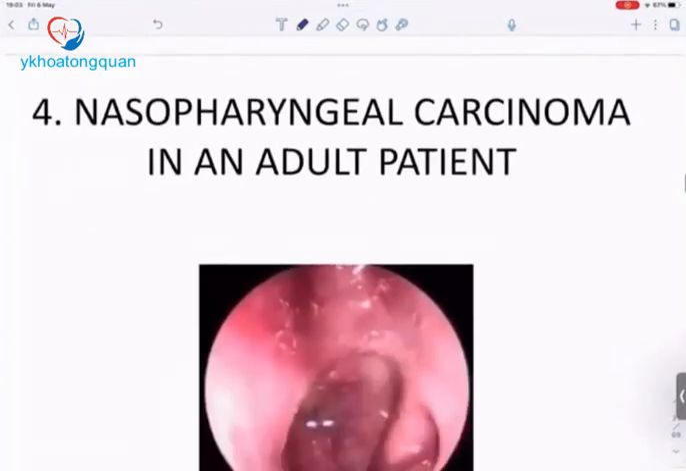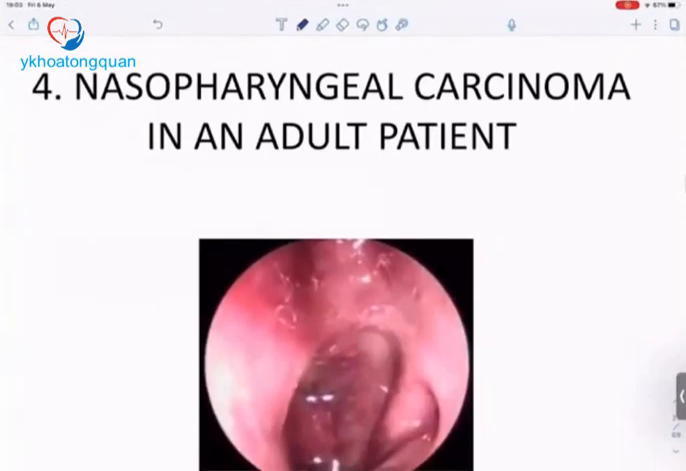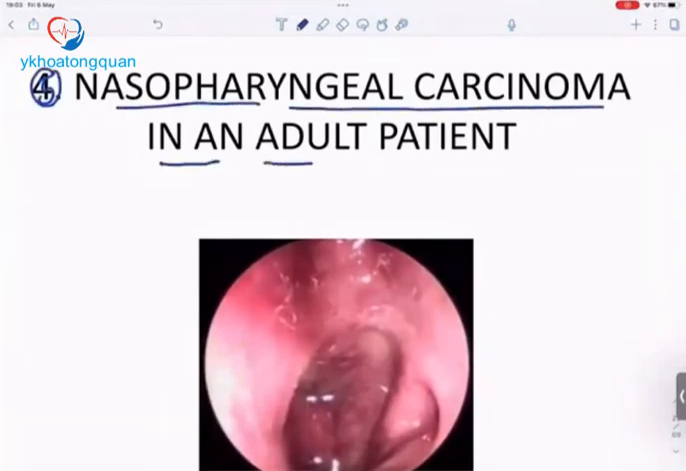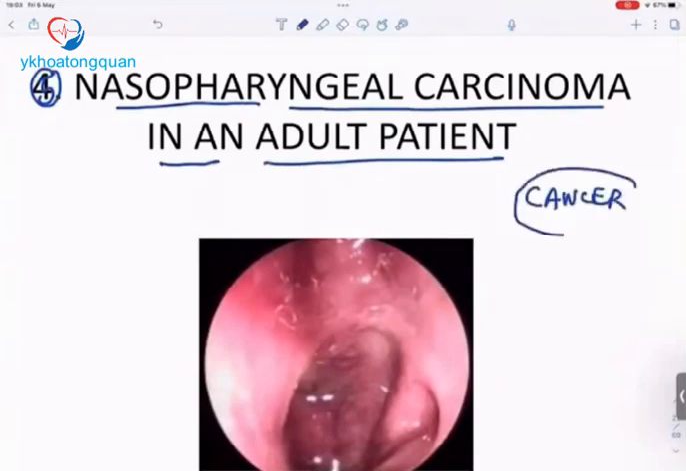Now, number 5 cause. Next cause is number 5. Number 5 cause is a cancer called nasopharyngeal carcinoma. And this is an adult patient. It's a cancer of nasopharynx. And this will be adult patient. Adenoid is a child patient. Cancer will be adult patient. And nasopharyngeal carcinoma, nasopharynx. So please see, where is the nasopharyngeal carcinoma starting from?